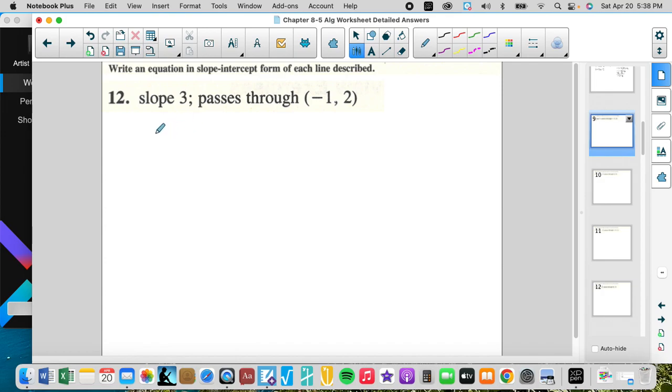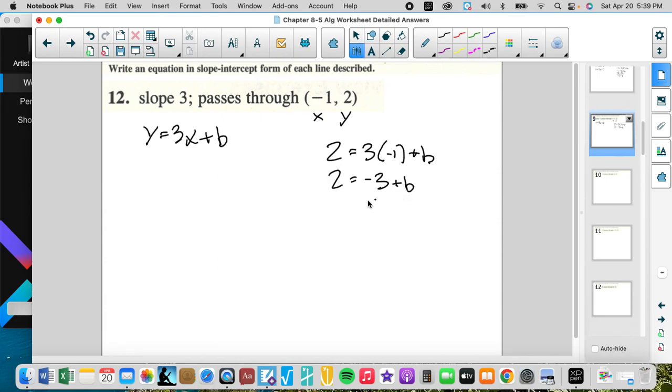All right, so y equals 3x plus b. Let's fill in for x and y. So y is 2. My slope is 3, my x is negative 1, and then I'm solving for b. 2 equals negative 3 plus b, add 3, 5 equals b. And now we can finalize this equation, filling in for the slope and the y-intercept.